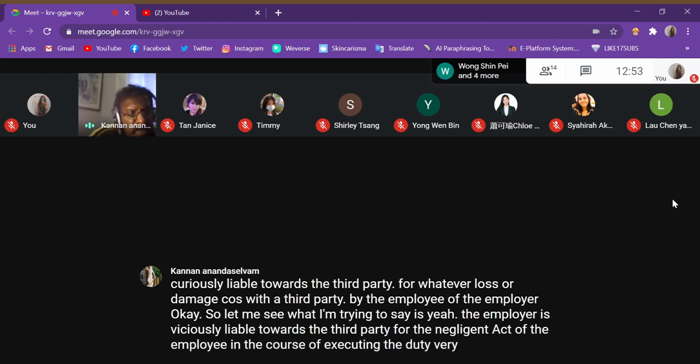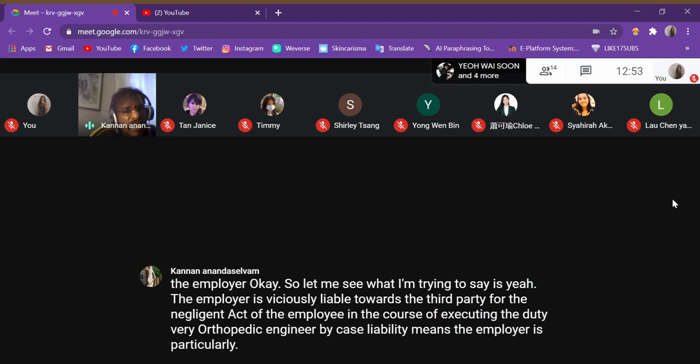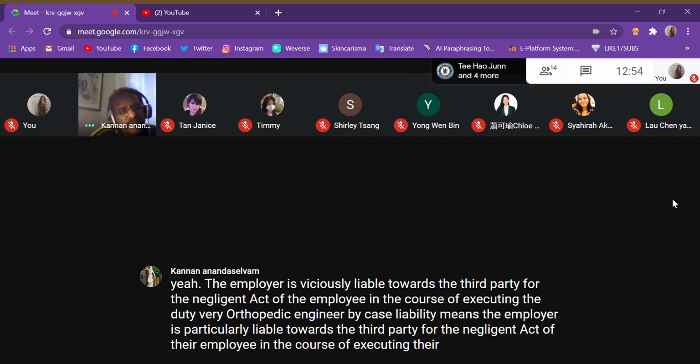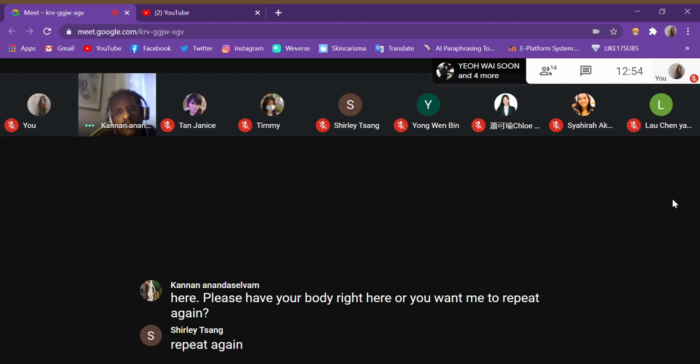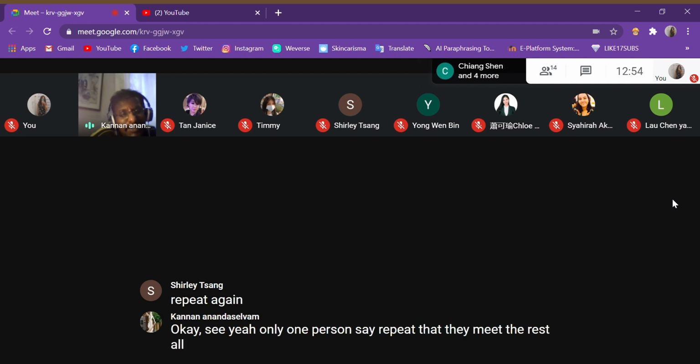Get it? I'll repeat again. Vicarious liability means the employer is vicariously liable towards the third party for the negligent act of their employee in the course of executing their duty. Okay, don't get anything wrong here, please. Have you all got it right here? Or do you want me to repeat again? Repeat again. Okay, only one person said repeat that. That means the rest are all very clear, so I don't need to repeat. Fair or not fair? Repeat.